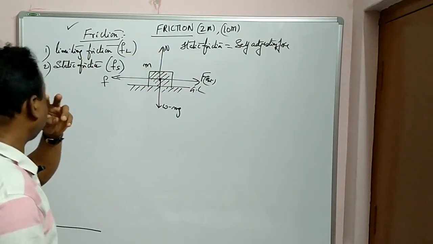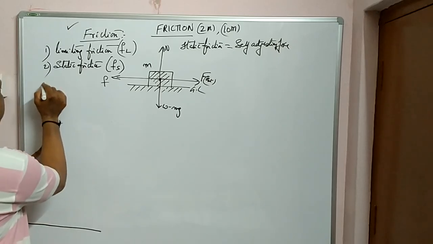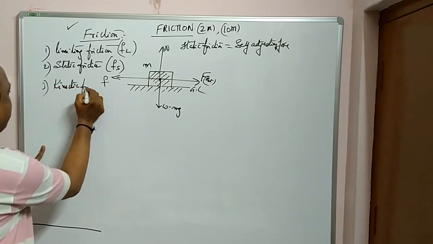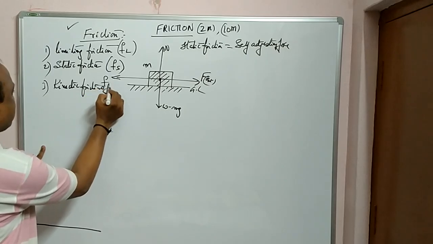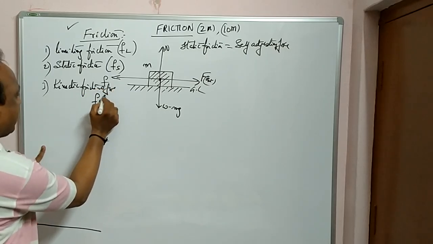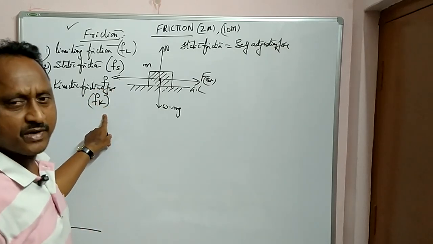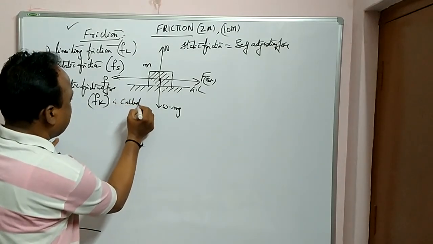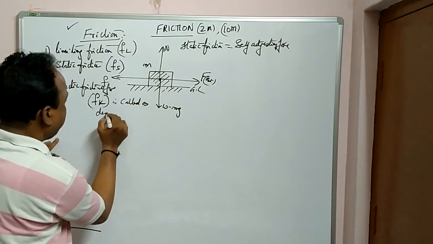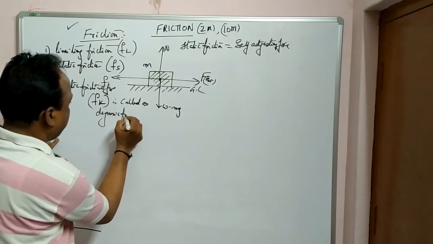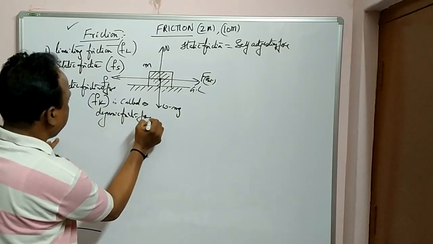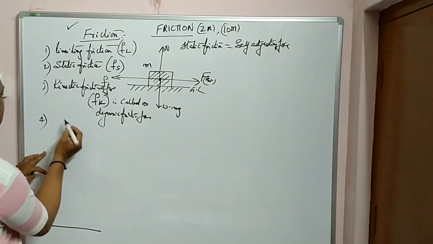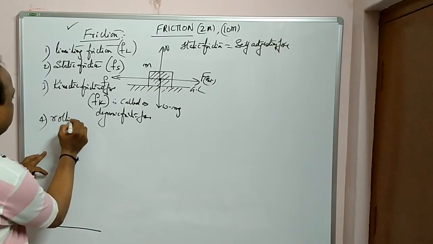Next, the third one, kinetic frictional force, which is indicated by Fk. This is also called dynamic frictional force. And lastly we have rolling frictional force.